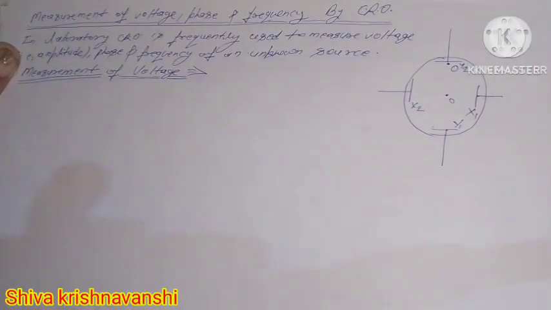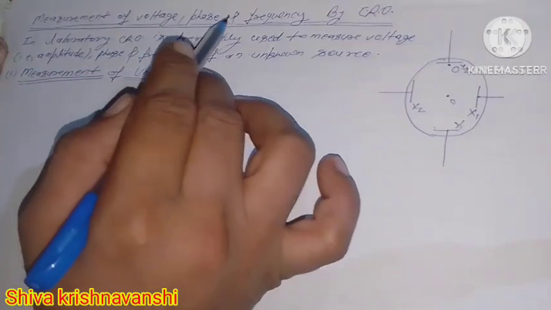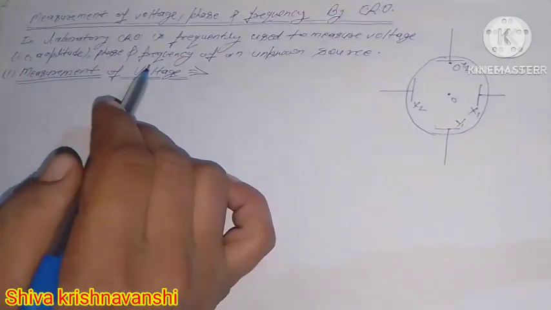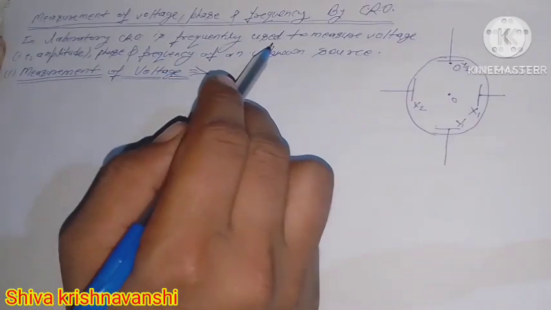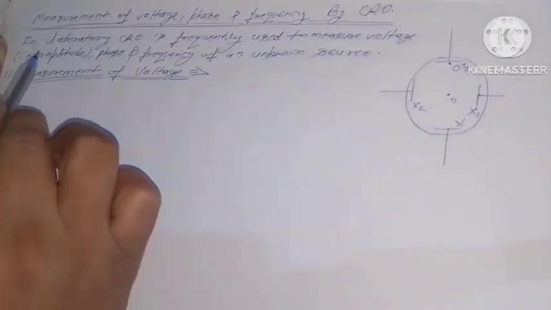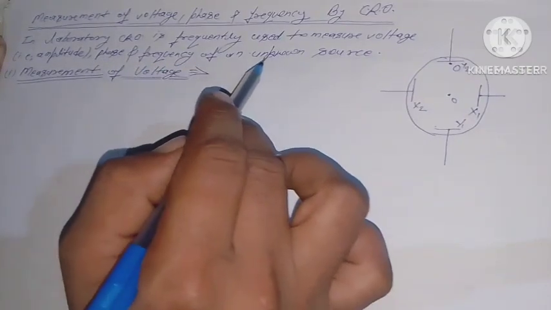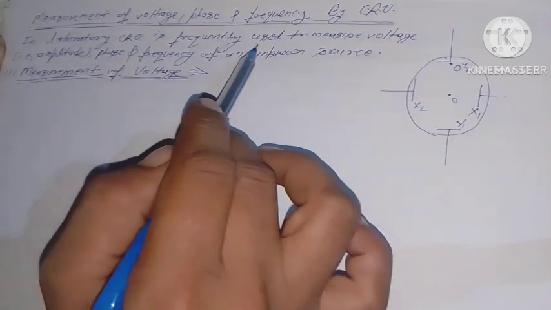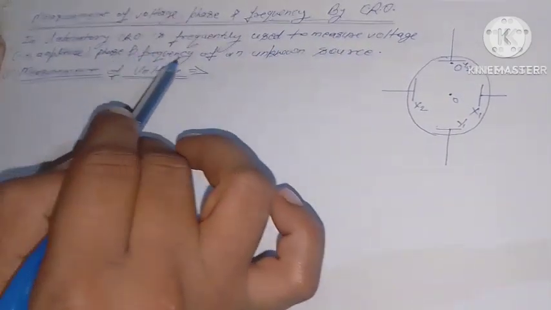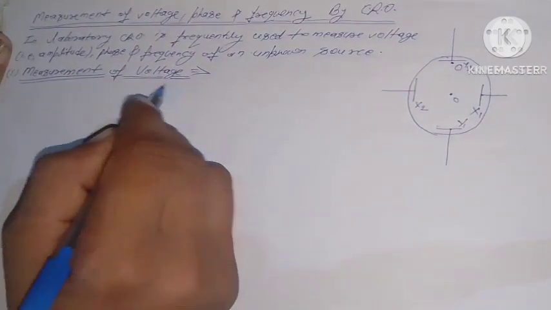Measurement of voltage, phase and frequency by C.R.O. In the laboratory, C.R.O. is frequently used to measure voltage, phase and frequency of an unknown source. First, measurement of voltage.